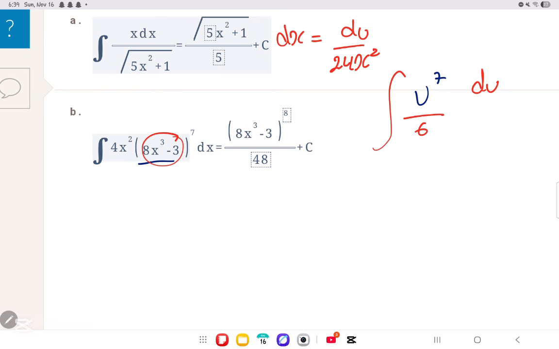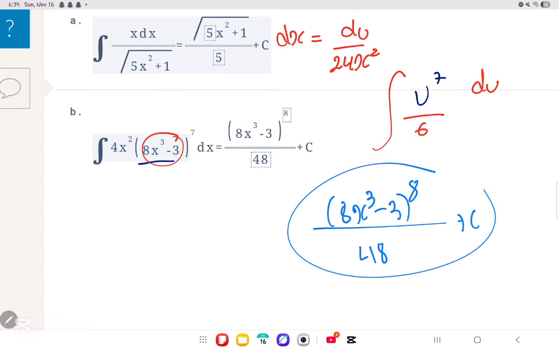Now we need to do the integration, right? And we're going to have now u to the power of 7 plus 1 over 6 times 7 plus 1. What's 6 times 7 plus 1? 48. And then u to the power of 8. So (8x cubed minus 3) to the power of 8 plus c. And that's my final answer.